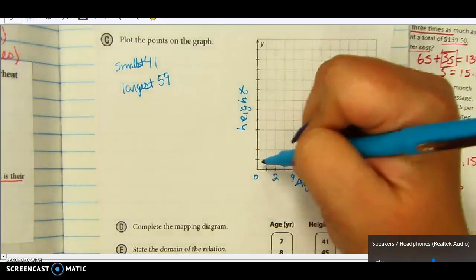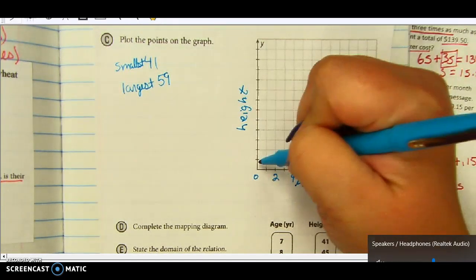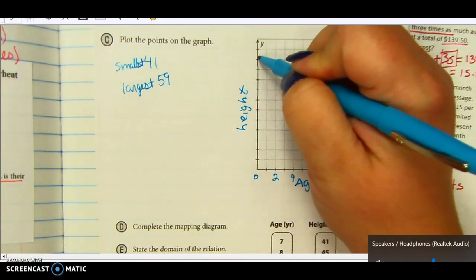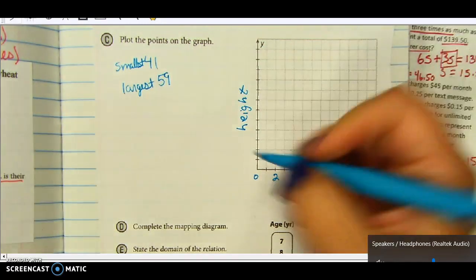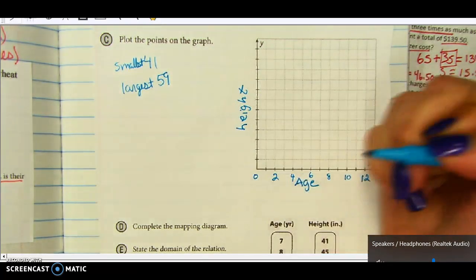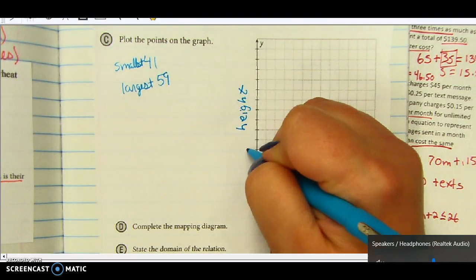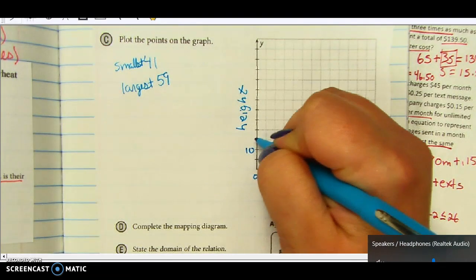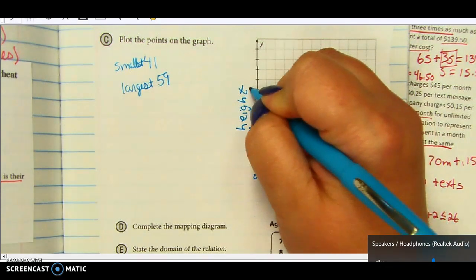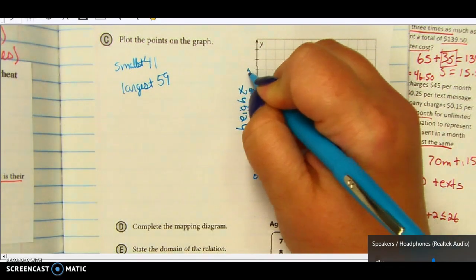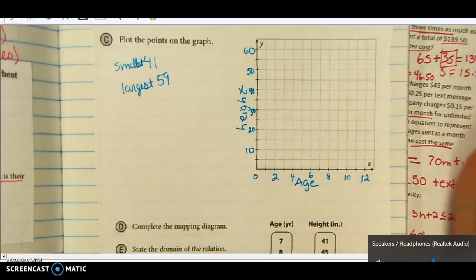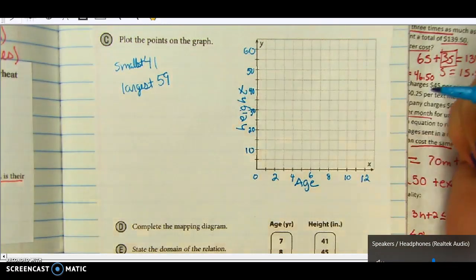So let's figure out how we can do that. Let's try counting by fives first. 5, 10, 15, 20, 25, 30, 35, 40, 45, 50, 60. Yay, it works. So I'm not going to write all of those numbers out, partially because I'm lazy, and secondly, that would look cluttered. So I'm going to skip this one. This would be 5, 10, 15, 20, 25, 30, 35, 40, 45, 50, 55, and 60. So now I have created my graph.